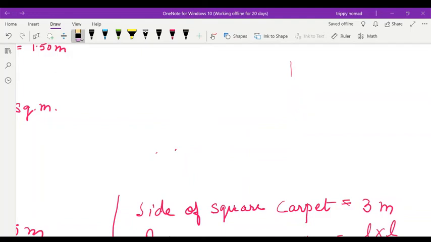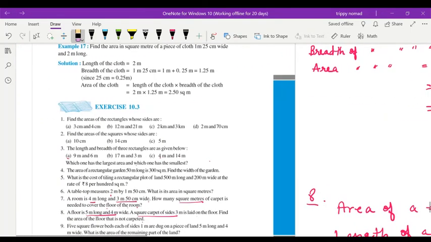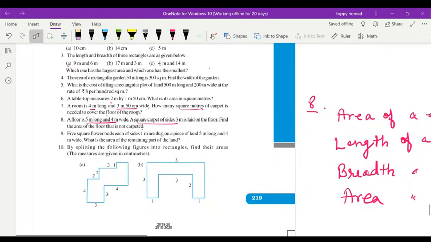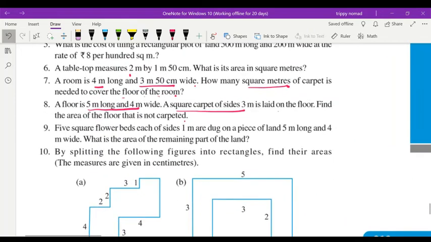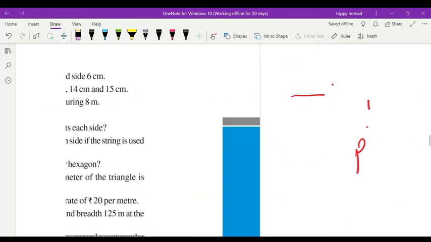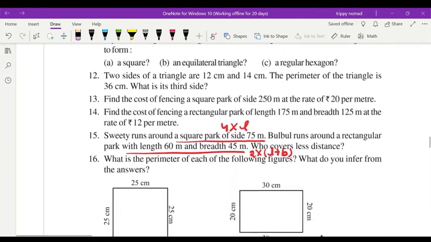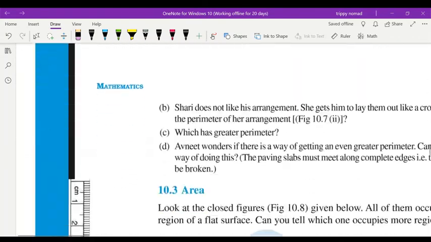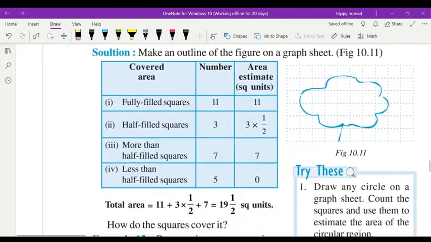Now let us discuss question number 9. 5 square flower beds, each of side 1 meter long, are dug on a piece of land 5 meter long and 4 meter wide. What is the area of the remaining part of the land? Same way as question number 8. This is the land. Same way as question number 8 we have done, we will do question number 9 as it is.